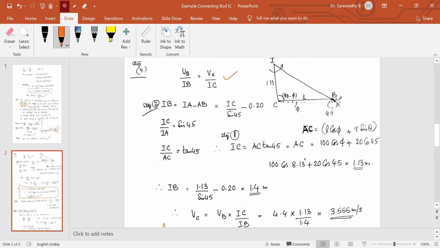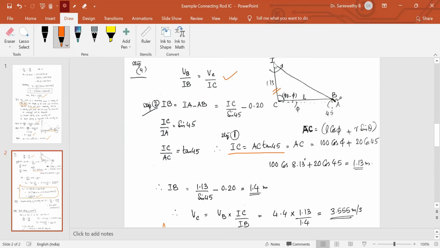So we are taking triangle ICB. This is the crank pin, this is the horizontal. So we have this triangle ACB also. AC is a straight line, B is one point. So IB can be written as IA minus AB. What is this IA? This angle is 45 degree. Let us get each distance separately.